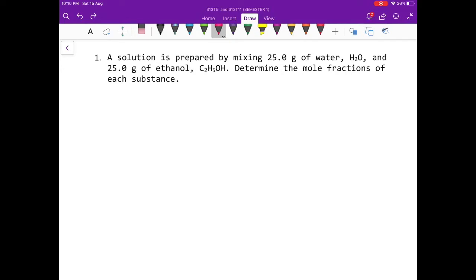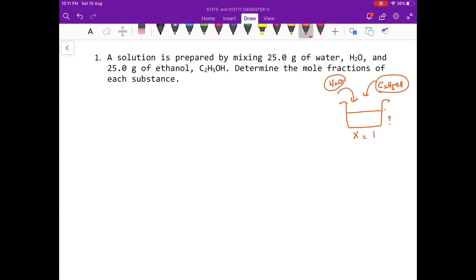If we want to illustrate the process that occurs, we have a beaker, and we mix water and ethanol together. Okay, so now we want to determine the mole fraction of each substance, meaning the mole fraction of ethanol in the beaker and the mole fraction of water in the beaker. The total mole fraction is equal to 1.